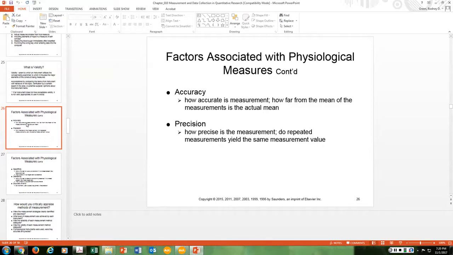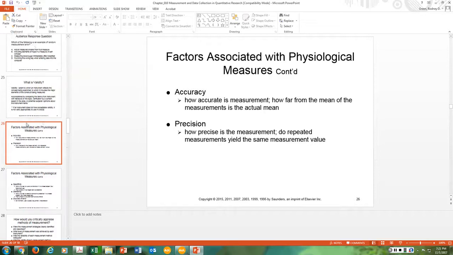Accuracy is how accurate is the measurement. That is, how far from the mean of the measurements is the actual mean. How accurate is the measurement? Precision refers to how precise is the measurement. Do repeated measurements yield the same measurement value?